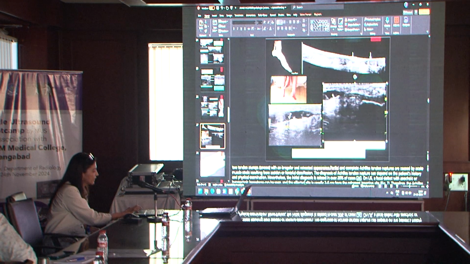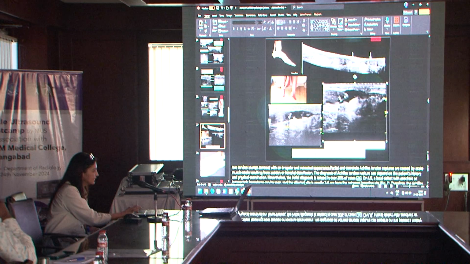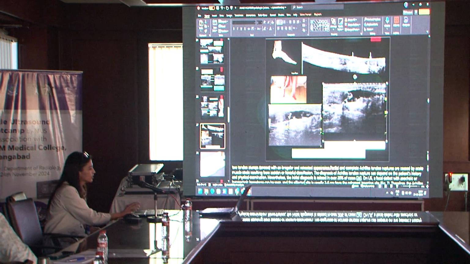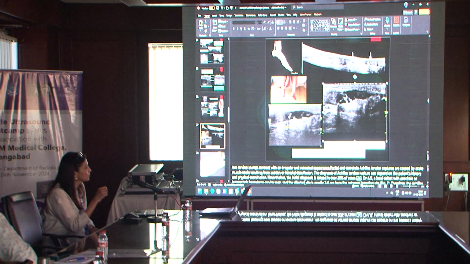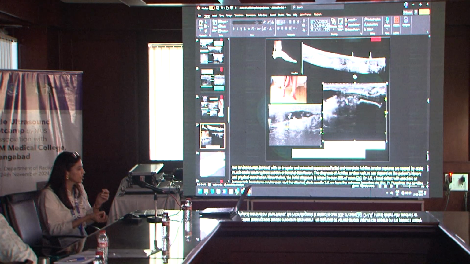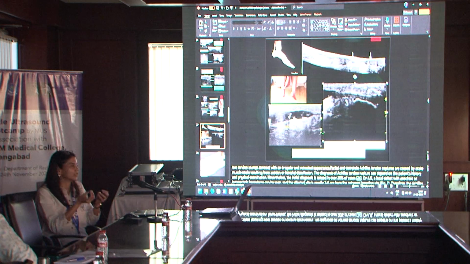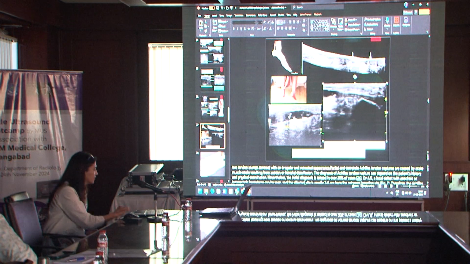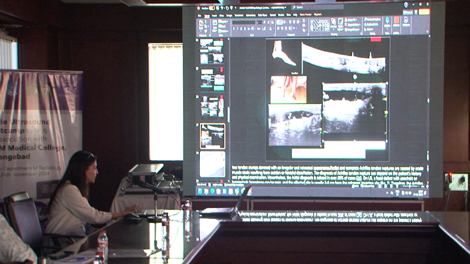So that's the space occupied by fluid. You can see the retracted end. It's also very important to do a gentle dynamic maneuver just to see the retracted ends and to see if there is any entrapment of the Kager's fat pad in that area. So yeah, that's about it.